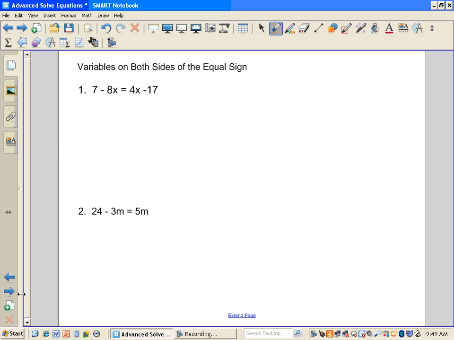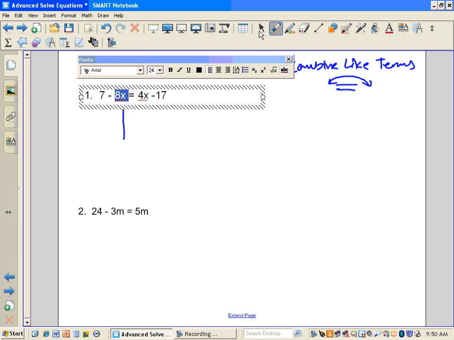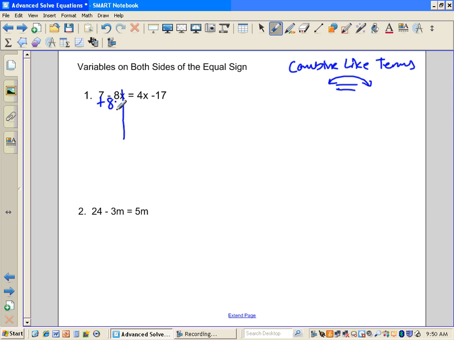All right, now when you have variables on both sides of the equal sign, we have to combine like terms still. But since we're crossing over that equal sign, either this way or this way, you have to do the opposite operation still when you cross over the equal sign. And so if I want to bring, say, this 8x over to the 4x, because I want my x's to be together, this is where it's really helpful to have that line down the middle, then I can just add 8x on both sides.